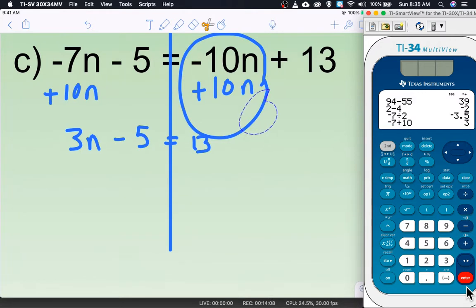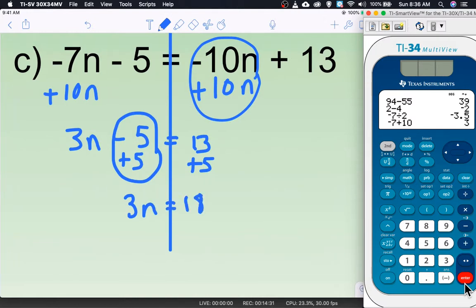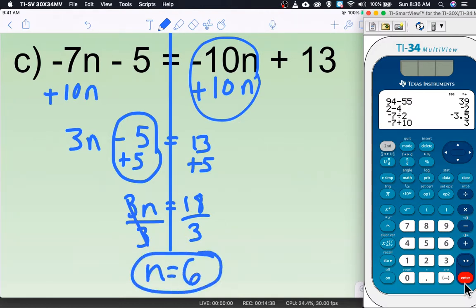That circle's a little big for me. There we go. And now it's just a two-step equation. I'm going to get the variable by itself, so I'm going to get rid of this minus 5 using a plus 5 on both sides. 3n equals 18. Divide by 3 on both sides to cancel out the multiply by 3. n equals 6.